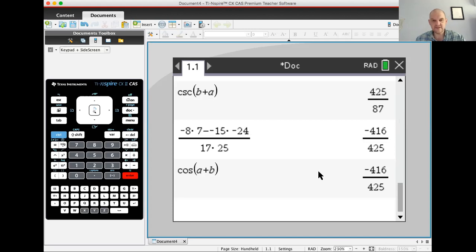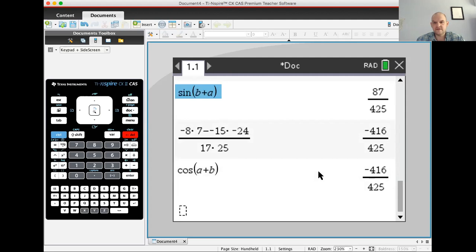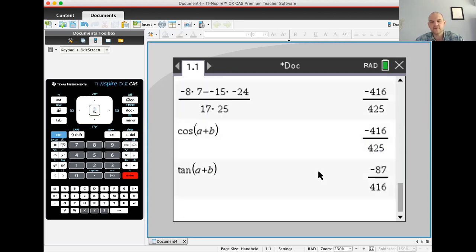And then I need to do the sine divided by the cosine. So the sine is 80. So it's going to be 87 over negative 416. You just look at the numerator over the numerator. And that should be the tan of A plus B. And it is. So let me write that in. And we are like crushing this.